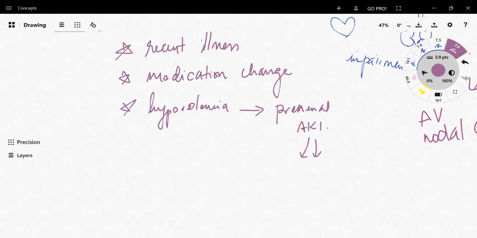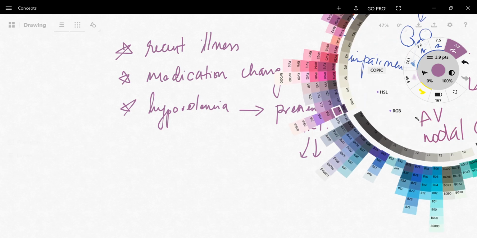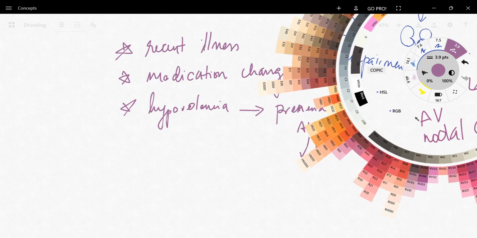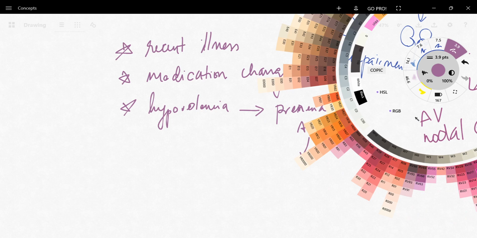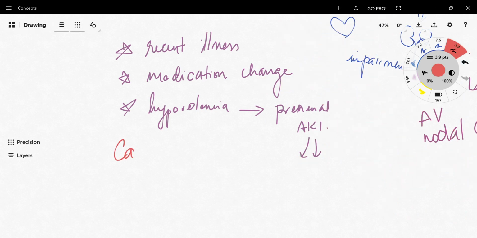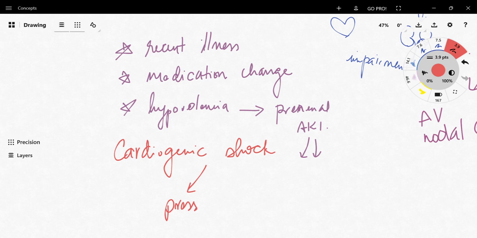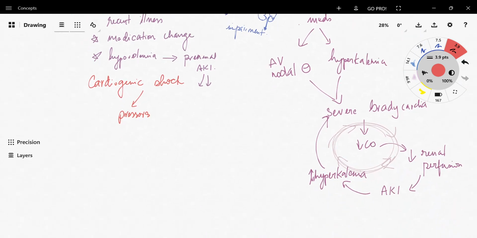So the clinical presentation is going to be that of cardiogenic shock, because of the AV blockade and the bradycardia, and it might require pressors.